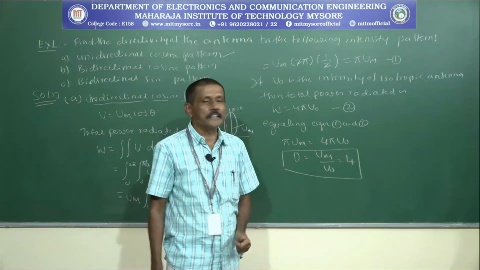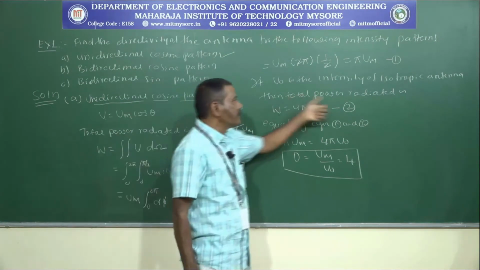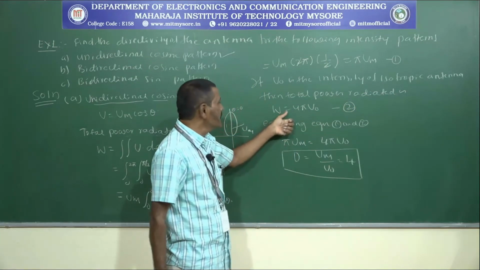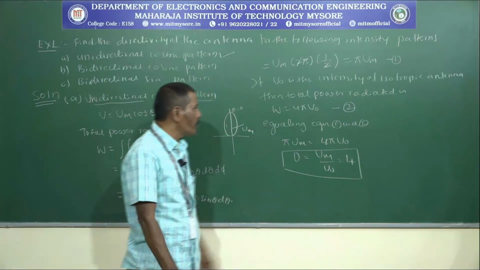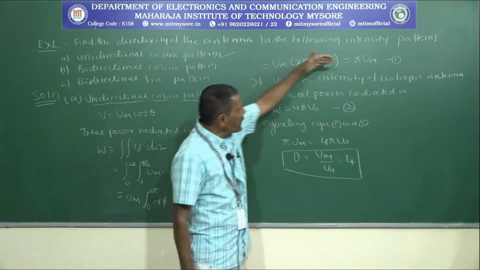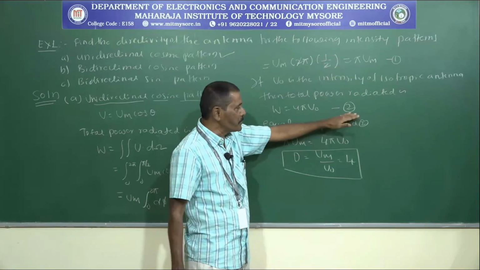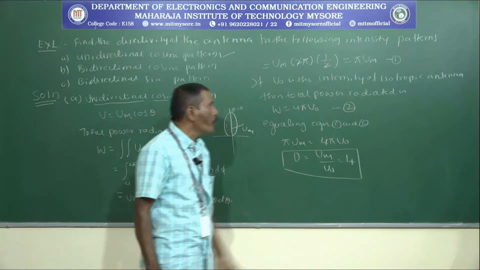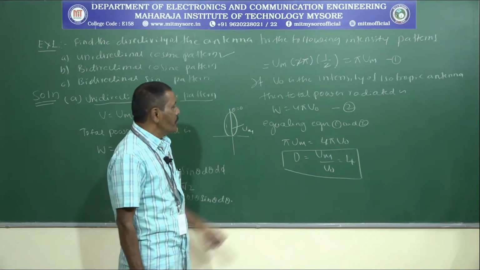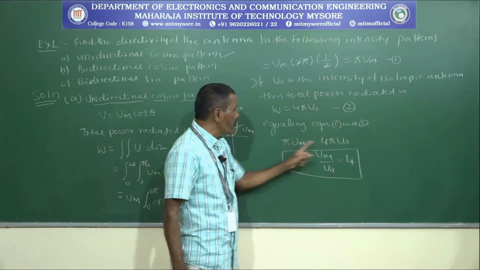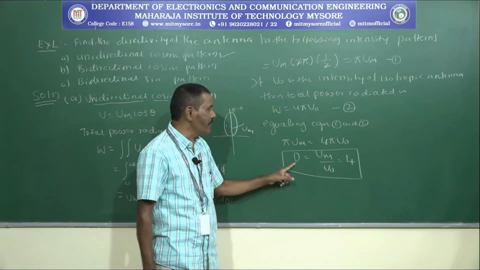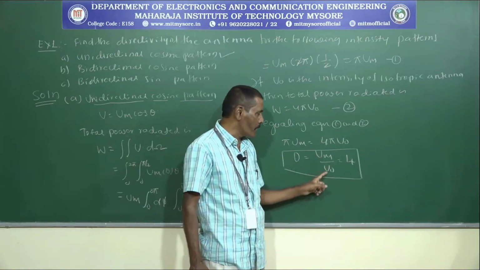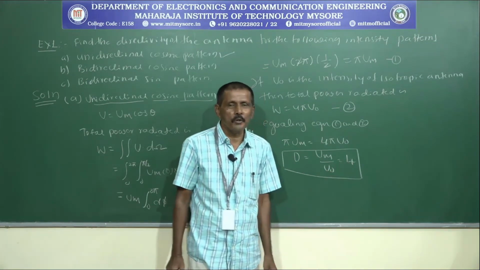If U0 is the intensity of the isotropic antenna, then the total power radiated is W equal to 4 pi U0, call it equation number 2. Now, compare equation number 1 and 2. Then you can write pi equal to 4 pi U0. So, from this equation you can write directivity D equal to U divided by U0. So, this is equal to 4.